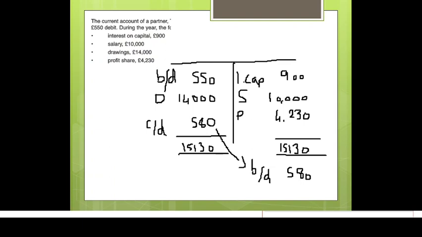Again, I just put something together quickly on Word, where we've got the key information to the question. You've got a debit balance to start with, 550. Interest on capital is a positive, salary is a positive, drawings is a deduction, and the profit share is a positive.